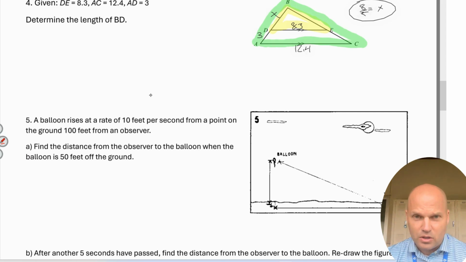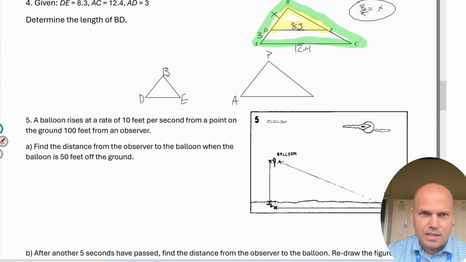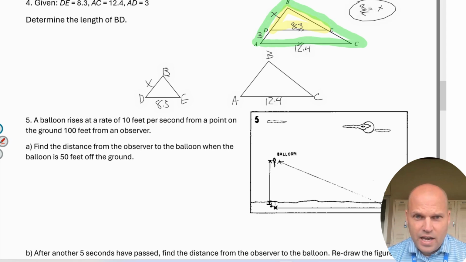Okay, this one is going to be a little bit trickier, team. Let's see if you can figure it out. We have the smaller triangle and the bigger triangle. The smaller triangle is DBE again. It's a B, not a 13. The bigger triangle is ABC. This bigger triangle length is 12.4. The smaller triangle length is X plus 3. We have BD, which is X. Sorry, 8.3. BD, which is X. BA is X plus 3.